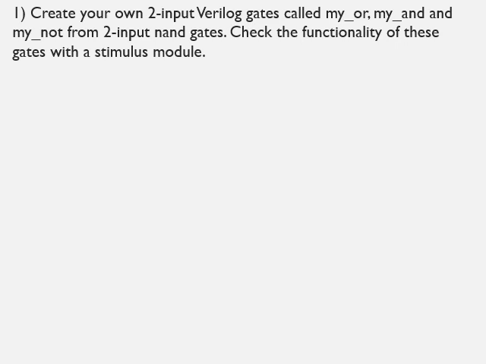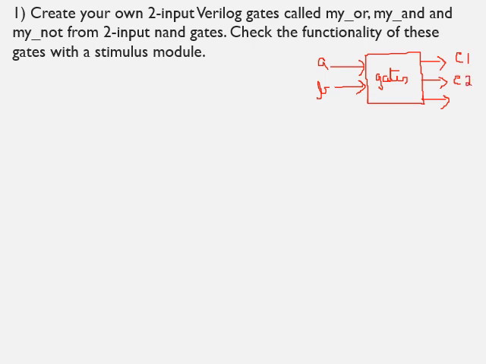We'll move on to write the stimulus block for the program that we have just written. I'll just recall the block diagram of the program that we have written. The program module name is gates. It has two inputs, that is A and B, and three outputs, C1, C2 and C3. C1 is the output of my NOT gate, C2 is the output of my AND gate, and C3 is the output of my OR gate.